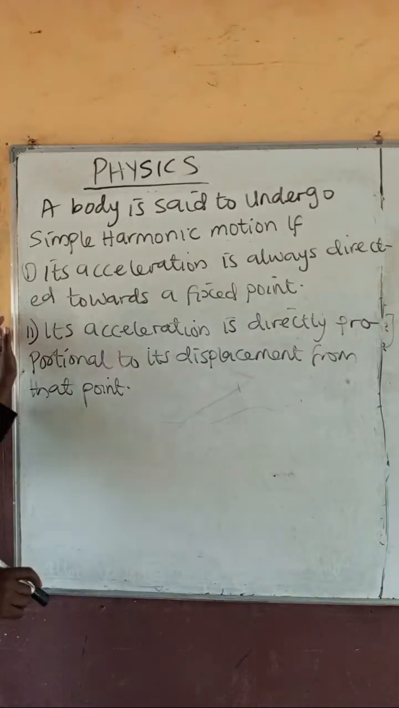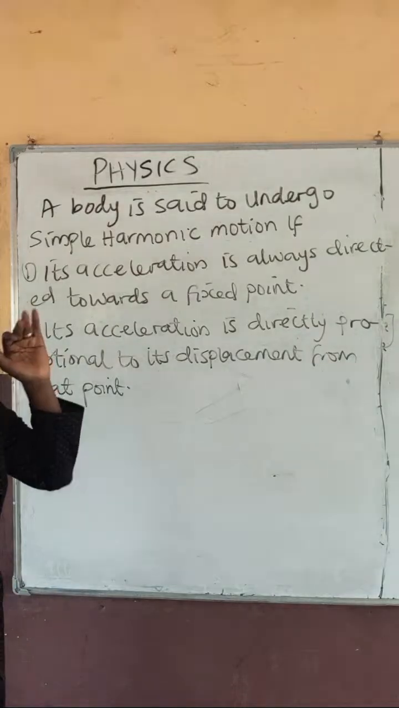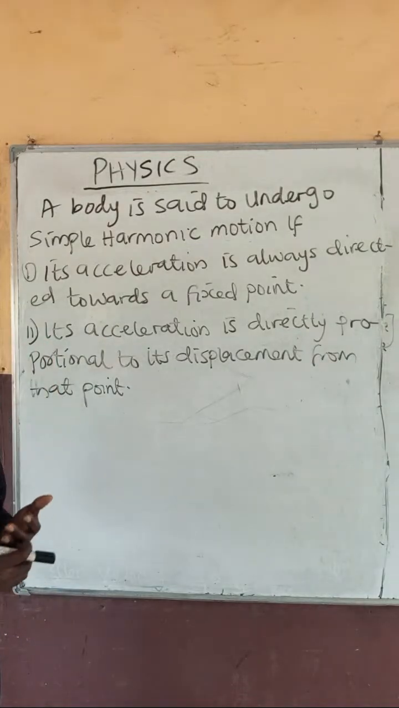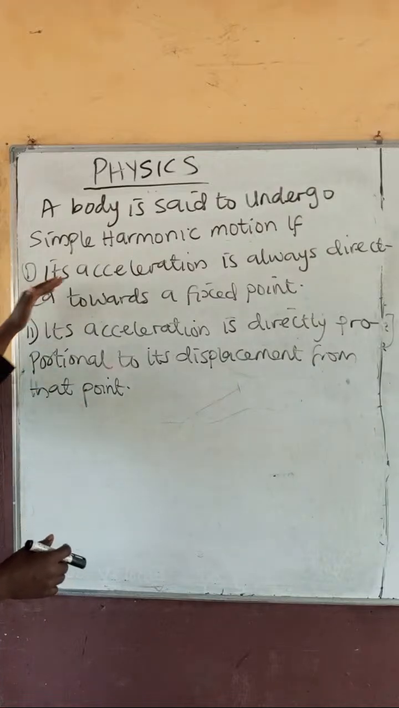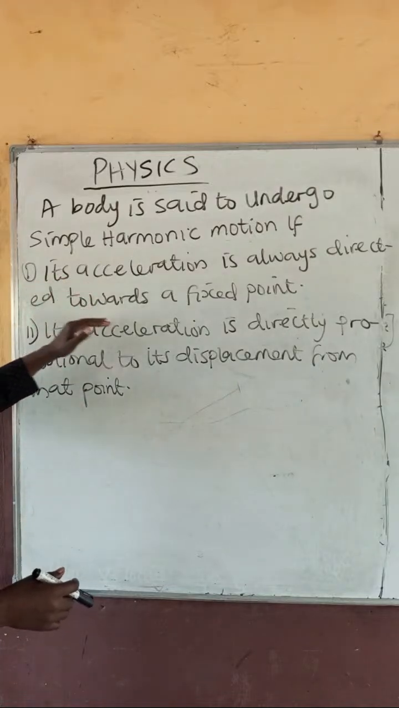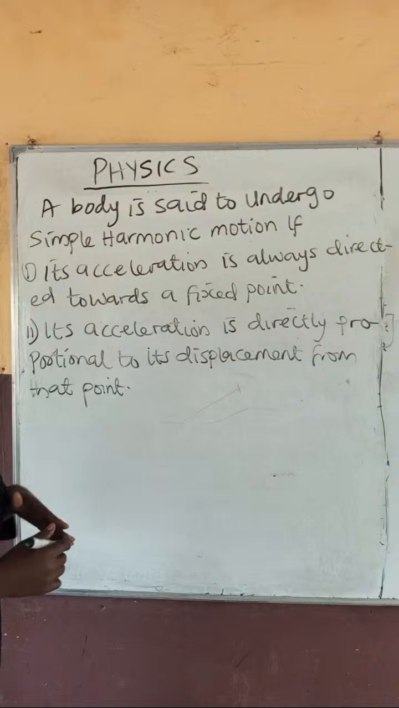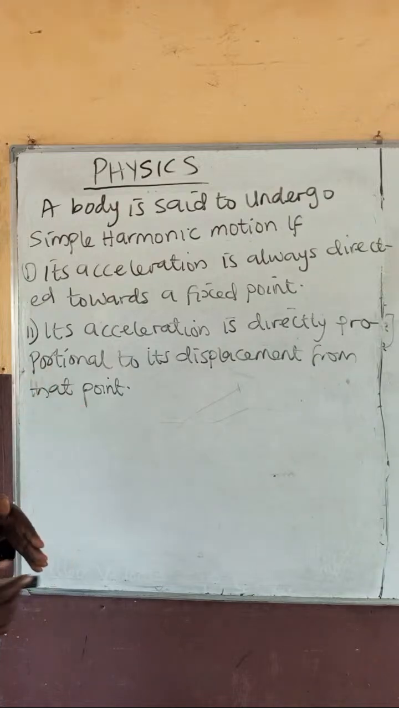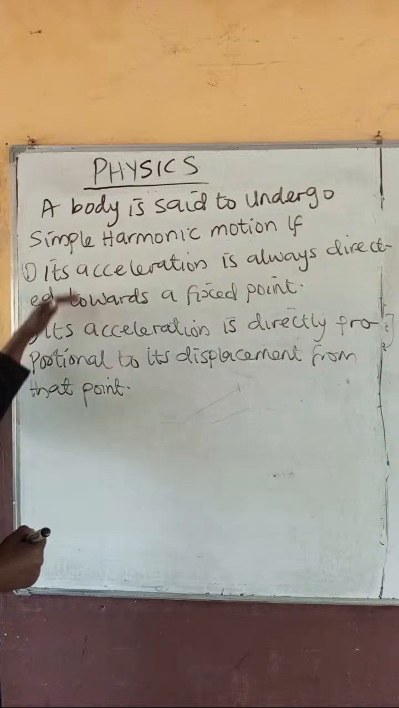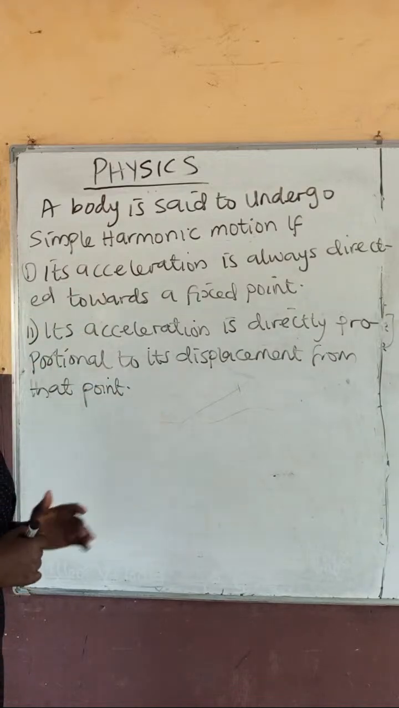You may be asked to write the conditions necessary for a body to undergo simple harmonic motion. One, its acceleration is always directed towards a fixed point, and two, its acceleration is directly proportional to the displacement from that point. Okay, these are the two conditions in which the body is said to be simple harmonic. Is that okay? Right.